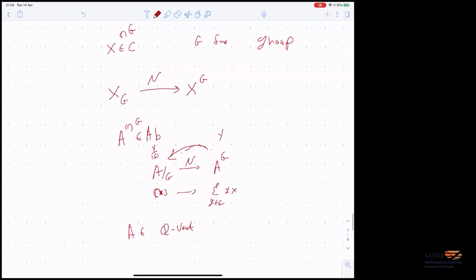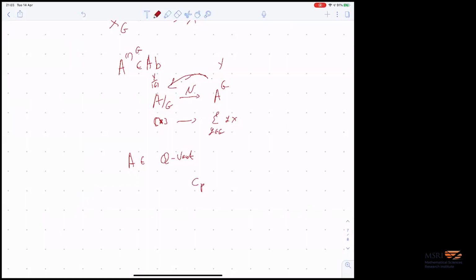But for F_p, this is not true. So take the trivial action on F_p. The orbits and the fixed points are both going to be F_p, and this sum is going to be just the zero map. So it is as far from an isomorphism as it can possibly be. Okay? Those are the two cases in this world. And now you can maybe already guess what I'm going to say.